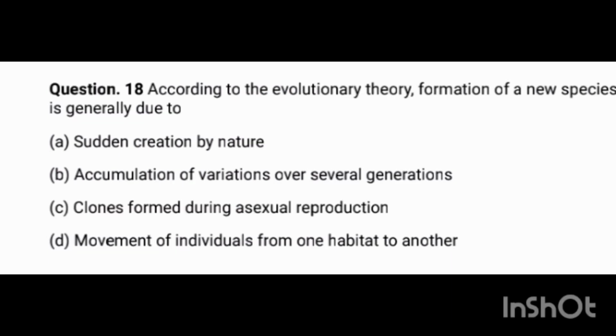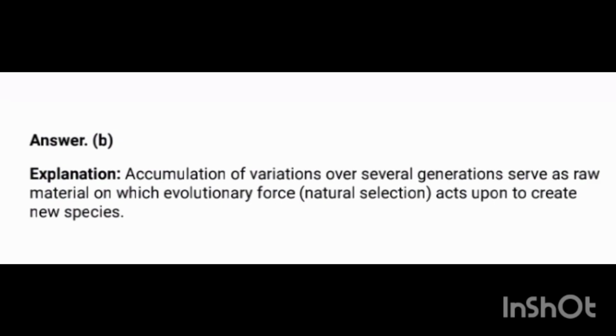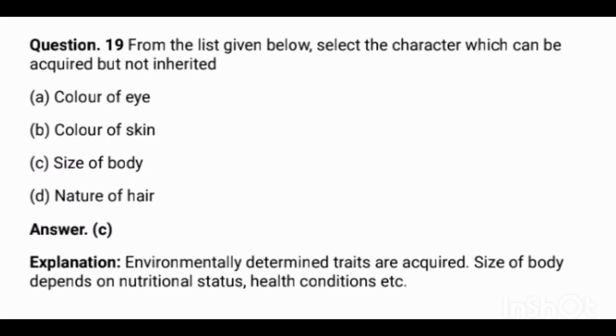Question 18. According to the evolutionary theory, formation of a new species is generally due to. Answer: B. Accumulation of variations over several generations. Explanation: accumulation of variations over several generations serve as raw material on which evolutionary force, natural selection, acts upon to create new species.